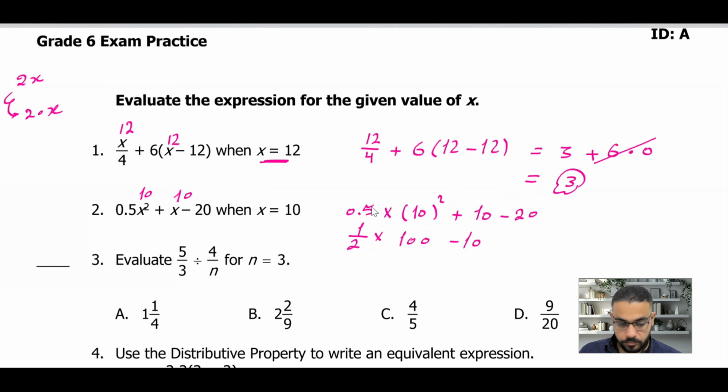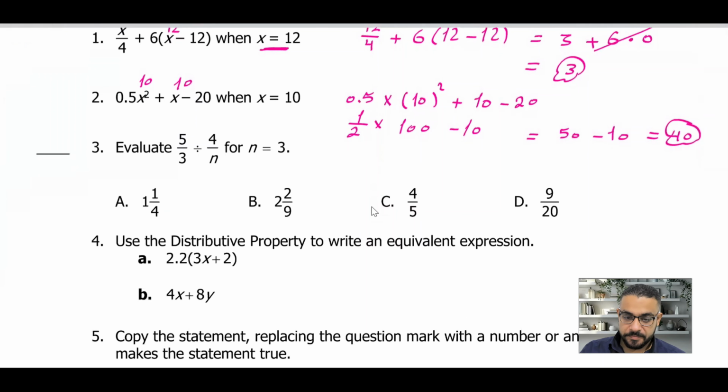So multiplication first or subtraction? I can guess it's multiplication, right? BODMAS means brackets, powers, exponent, then multiplication or division, same strength, and then addition and subtraction. So I have the multiplication here. Half multiplied by 100 is 50. 50 minus 10 equals 40. So the result here is 40.